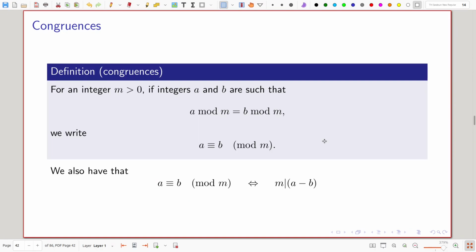Also, if A is congruent to B mod M, then M divides A minus B. Sometimes if we are lazy, we might just write equals, but I'm trying not to do that because it's confusing. I will not miss mod M. So when you see this, you know that A might not be equal to B, but they are equal modulo M.